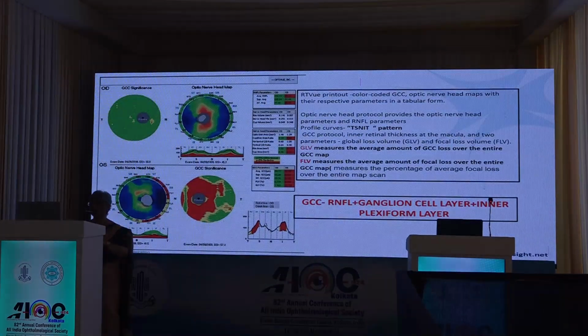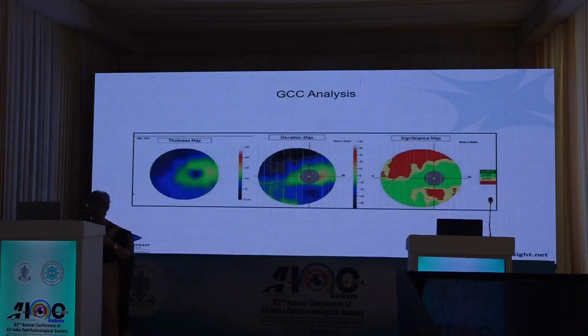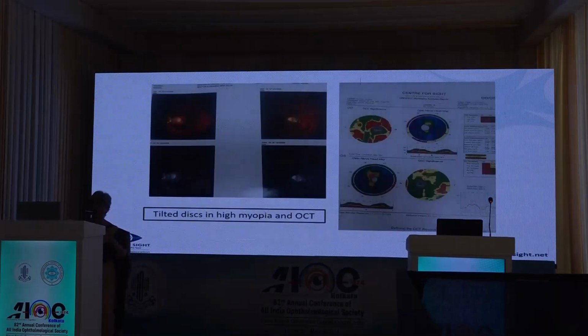Now we come down to the GCC, that is very, very important for us in glaucoma diagnosis. In an Optovue, the RNFL plus ganglion cell layer plus inner plexiform layer is the composition of your GCC, unlike the Cirrus. So this is how your analysis takes place. Yeah, and so I am wrapping up now. So this is the significance map.